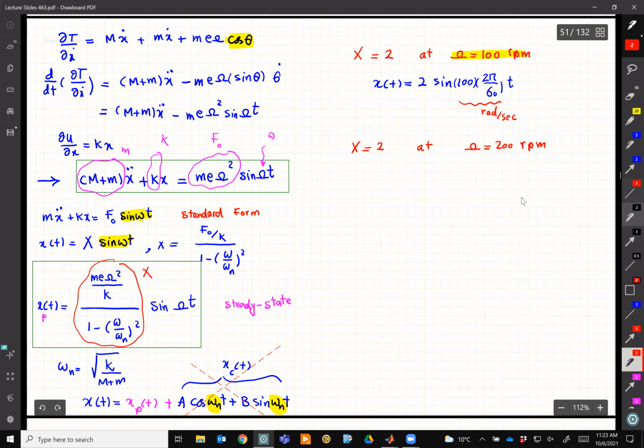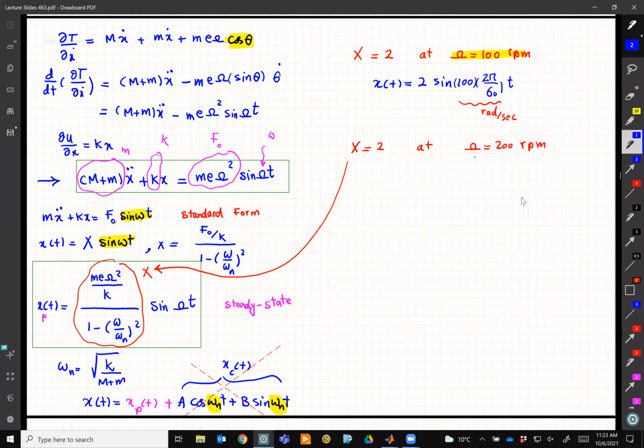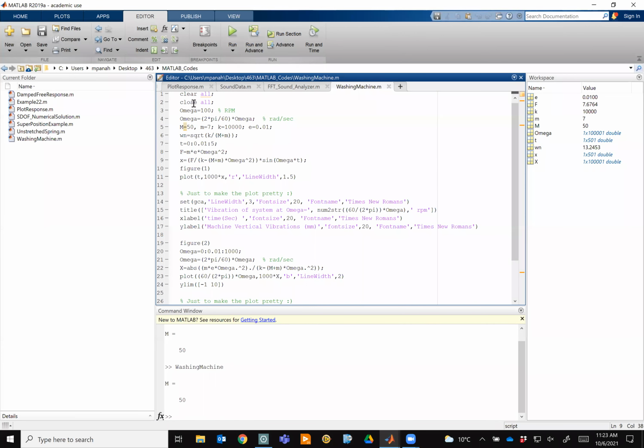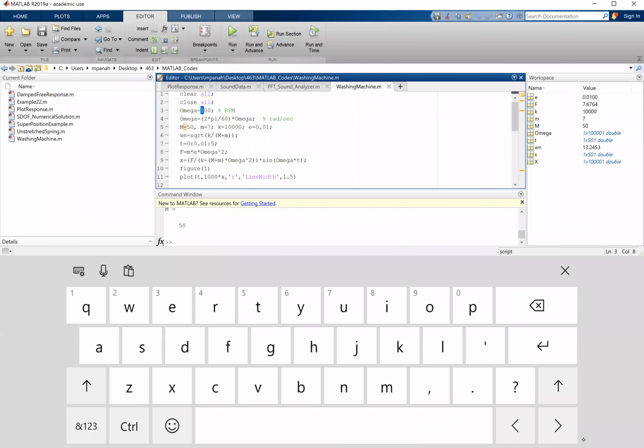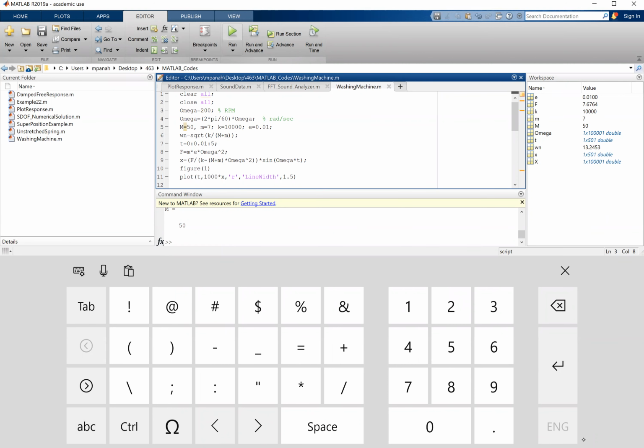And we are getting the whole thing from this formula, or better, from that formula. We substitute the values and we get those numbers. So x(t) this time will be 2 sin(200 times 2 pi over 60 t). And if I run my MATLAB code, this one has to be 200, and run.